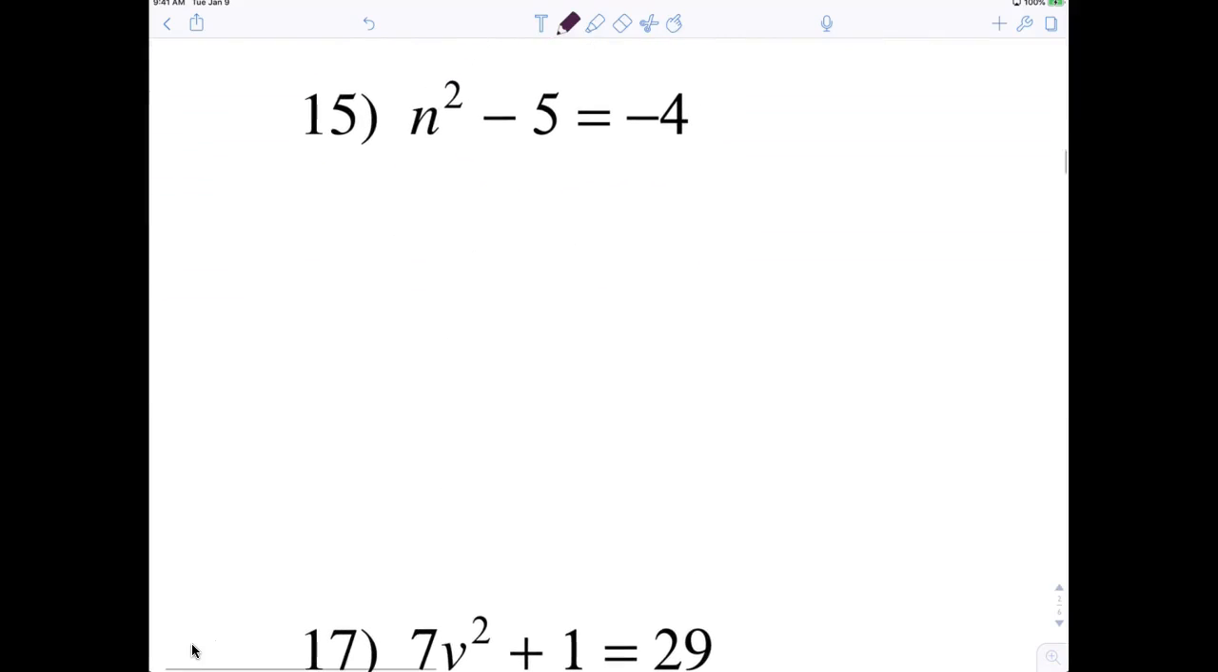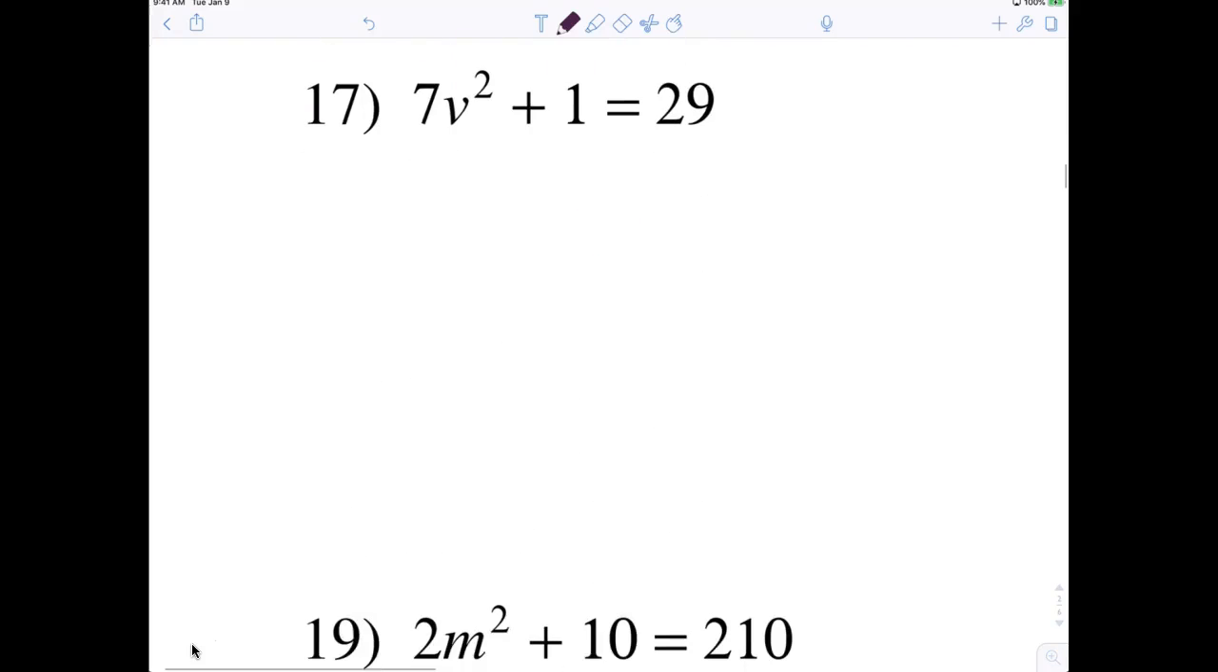All right, here we go. What do I have to do first? N squared equals 1. So now what? n equals plus or minus 1. Perfect. Plus or minus 1. Anybody have any questions? Now what do I have to do first? Subtract 1. Now what? Minus 7. So what's my answer?